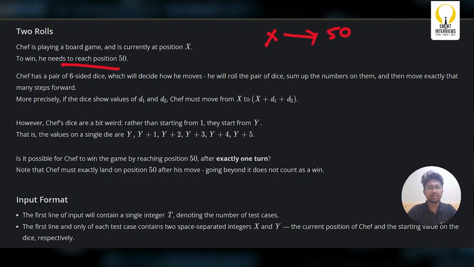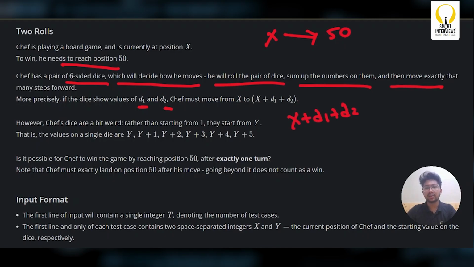Chef has a pair of six-sided dice, which decide how he moves. He will roll the pair of dice, sum up the numbers on them, and then move exactly that many steps forward. For example, he rolls and gets d1 and d2, so the position becomes x plus d1 plus d2. Now our task is to check whether it is equal to 50, that is, whether he is able to reach 50. If he can reach 50, print true, or else false.